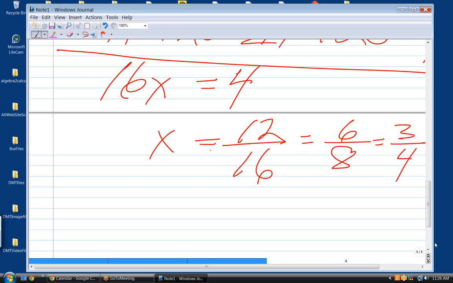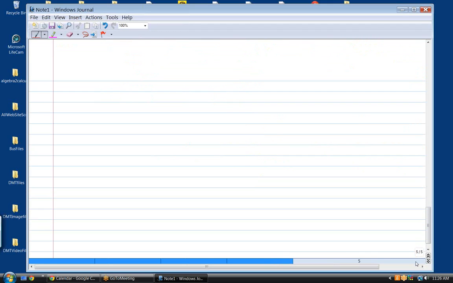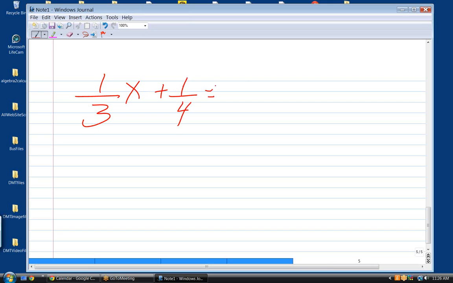But, okay. Let's see, we've got time for another one here. Okay. Which side does it make sense to put my x's on? The left. Well, that's going to give me a 1/3. What is it going to give me in terms of x?